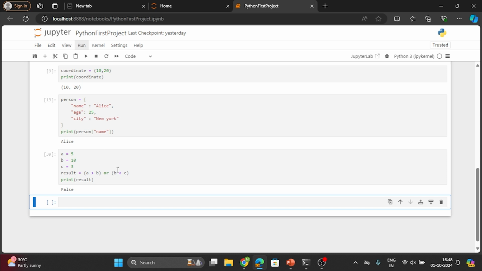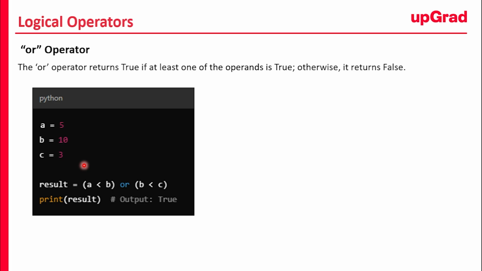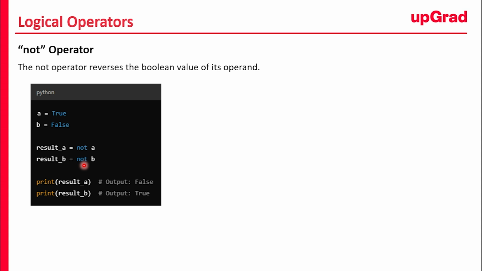If both the conditions are true, it will display as true. If any one of them is true, it will still display as true, okay? So that is all about the OR operator. Now let's look at the third operator, which is the NOT operator.